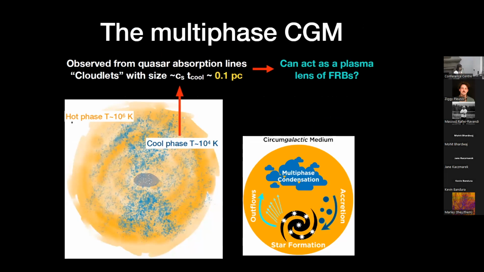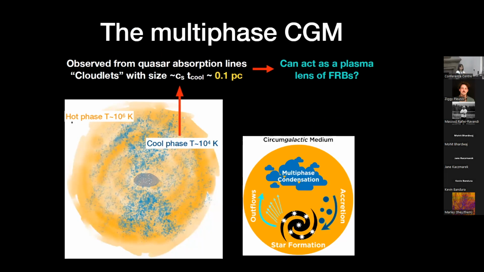I don't have any results to show you, but it's going to be useful for FRB scintillation and gravitational lensing as well, so I want to mention it here. So here, the problem we want to target is the multi-phase CGM. As I mentioned very briefly earlier, the CGM consists of two phases.